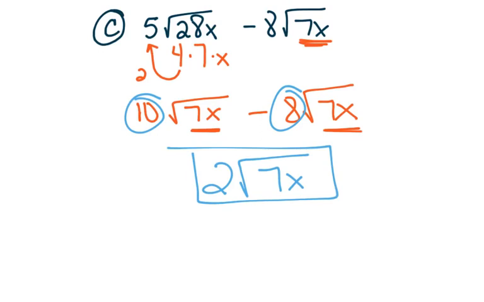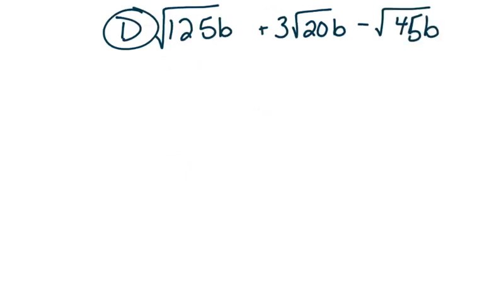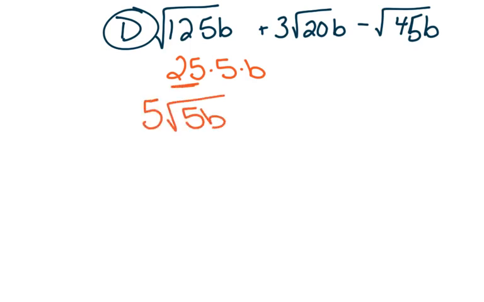All right, one more example. Example D. All right, 125. Whew, that gets pretty big. So let's see. I think that 25 is our biggest perfect square that goes in there, times 5. And then we still have our b, because again, b is to the exponent of 1, so it's not a perfect square. All right, so let's see. That would simplify. Square root of 25 is 5, and we'll leave the 5b underneath.